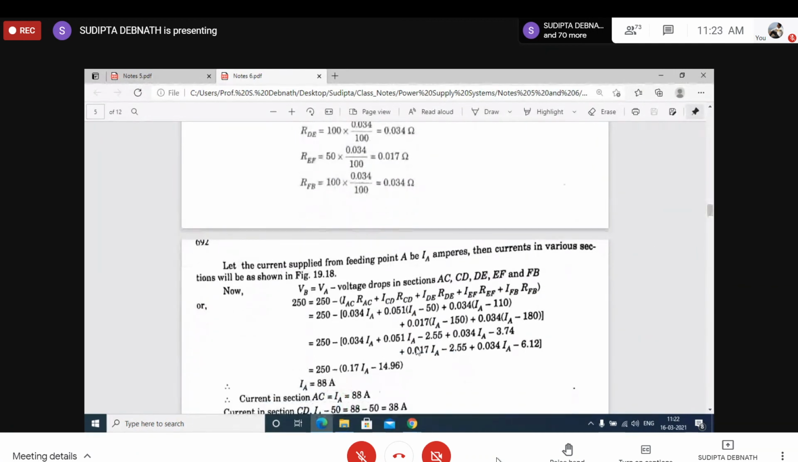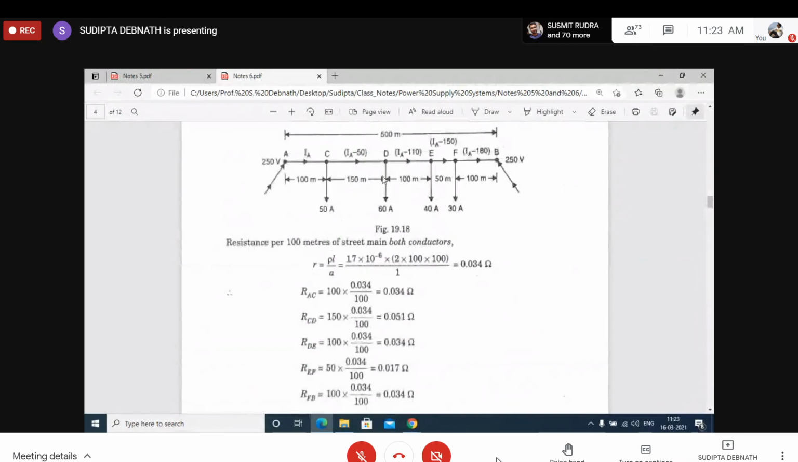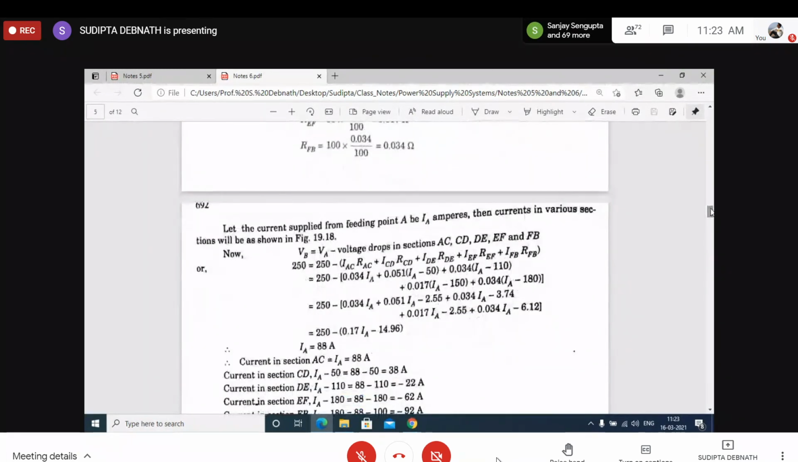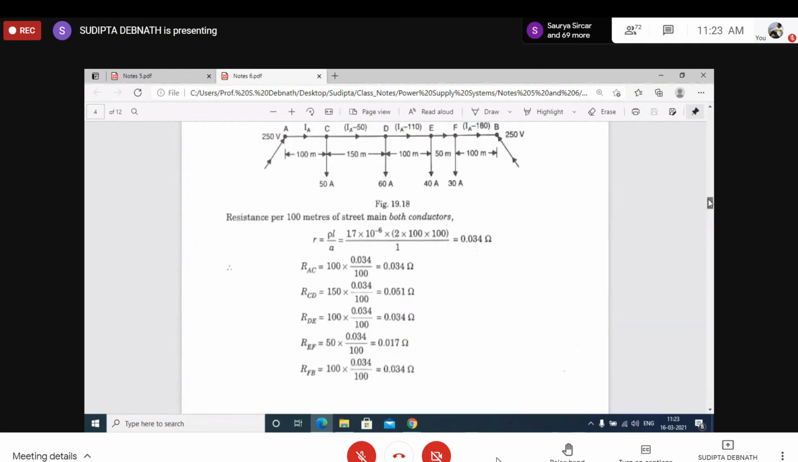Then what I have done? They have just added the total voltage drops of different sections. There are 5 sections, 1, 2, 3, 4, 5. So they have added the voltage drops of the 5 sections, and the total voltage drop is 0. So from there they have found out IA. As soon as you find out, IA is 88.